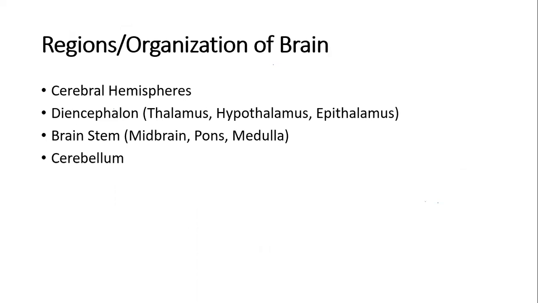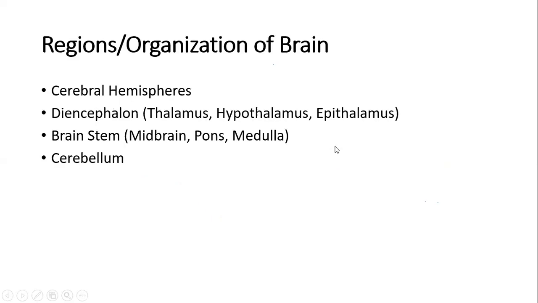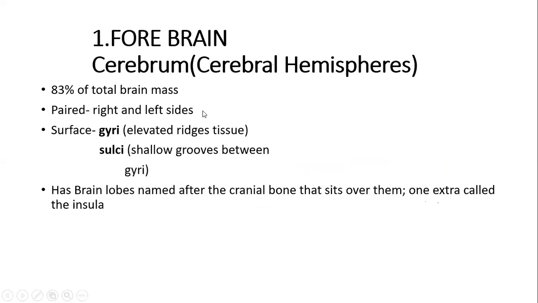Cerebral hemispheres, the diencephalon, thalamus, hypothalamus, and epithalamus, brainstem, midbrain, pons, medulla, and cerebellum. So cerebral hemisphere, then the diencephalon, which I said contains the hypothalamus, thalamus, and epithalamus. Then you have the cerebellum. This is found on the hindbrain. Then the brainstem consists of midbrain, pons, and medulla oblongata.